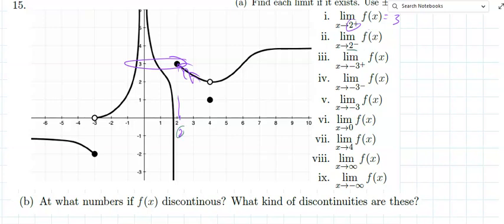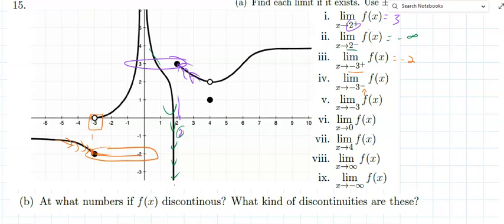How about 2 from the left? If I'm coming from the left side, isn't that running down to negative infinity? How about negative 3? Negative 3 is right there. Negative 3 from the left. From the left side, what is y leveling off next to as I get very, very close to negative 3 from the left?